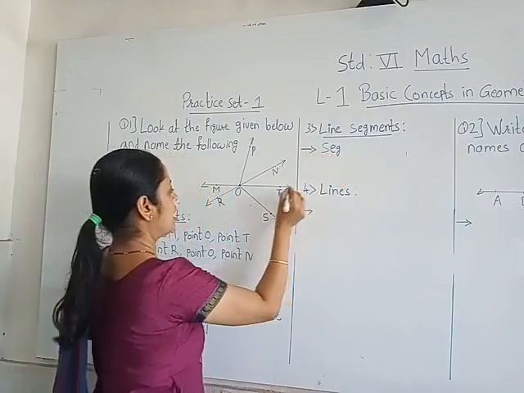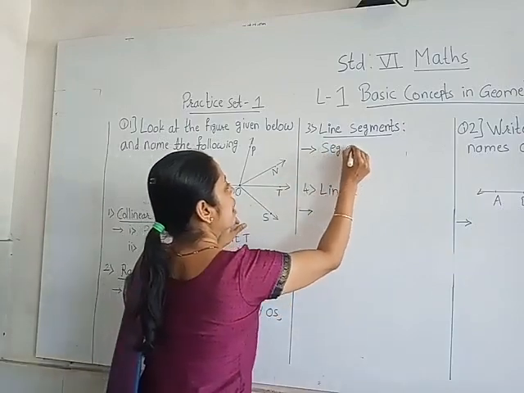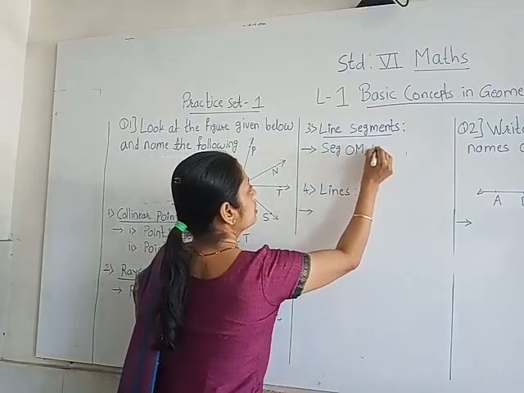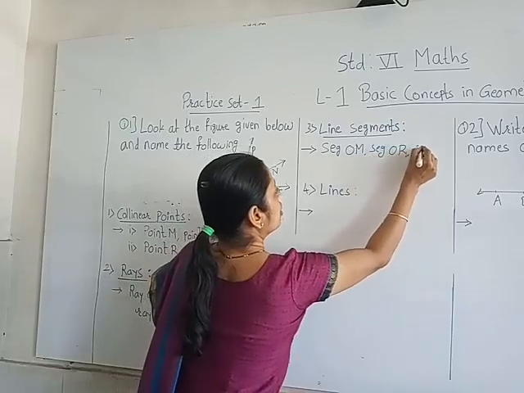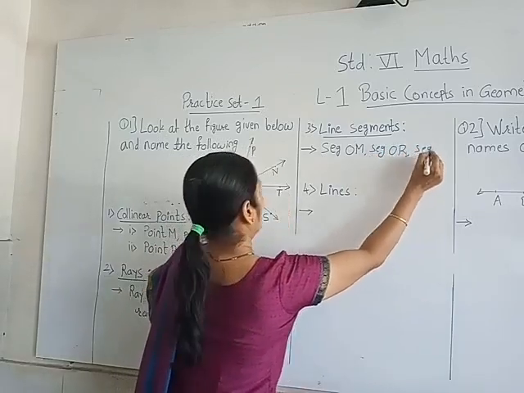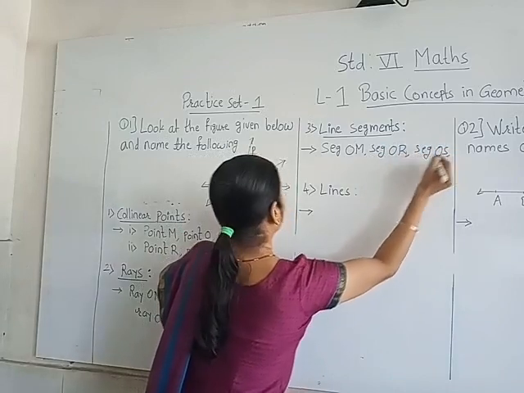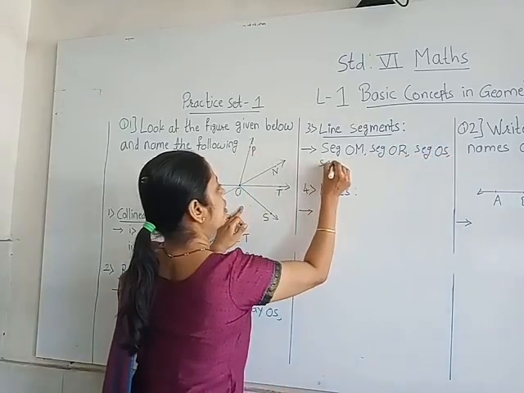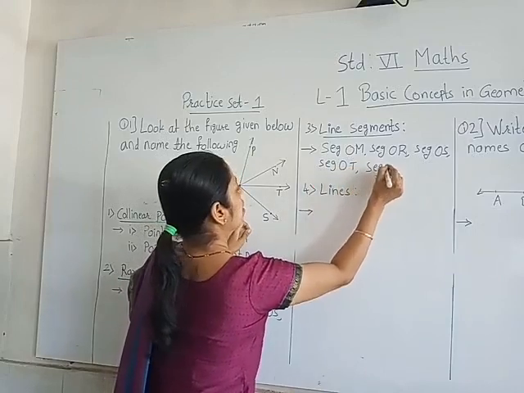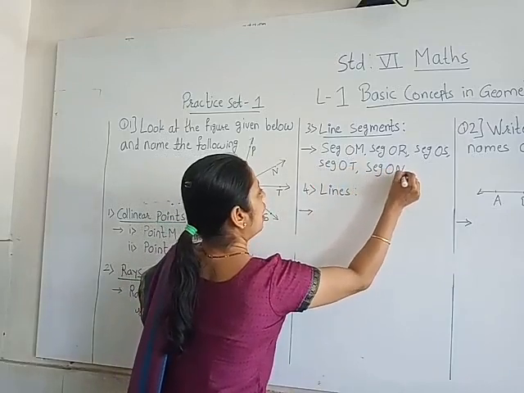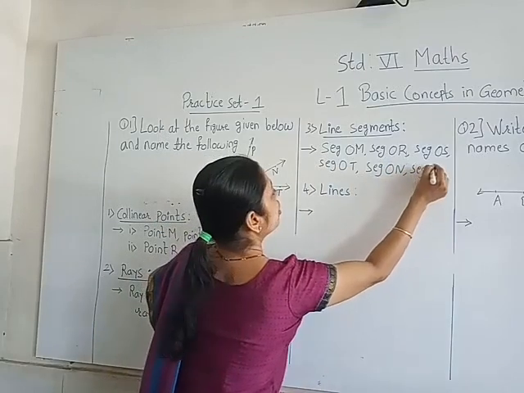In short, we write say OM, say OR, say OS, say OT, say ON and say OP.